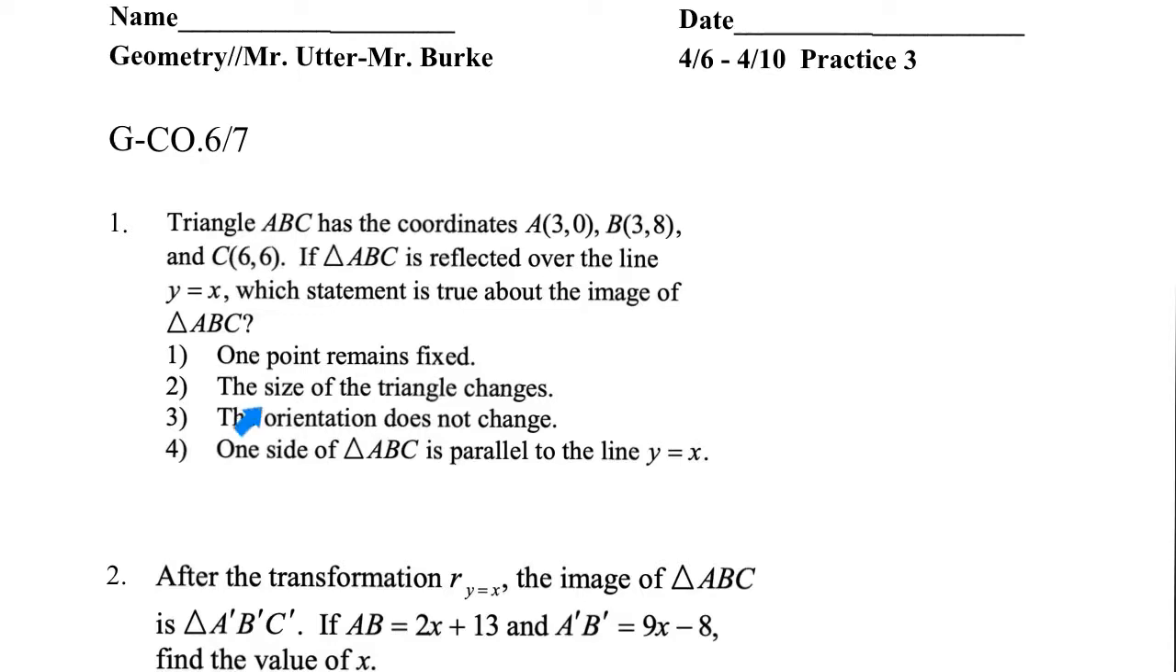Number 2 says the size of the triangle changes. Well, we know that when we reflect something, the size of the triangle does not change. That happens in a dilation. So number 2 is out. Choice 3 says the orientation does not change. Well, we know that's not true, because when we reflect, the orientation switches, either from counterclockwise to clockwise or vice versa. So choice 3 is out. And then choice 4, one side is parallel to the line y equals x.